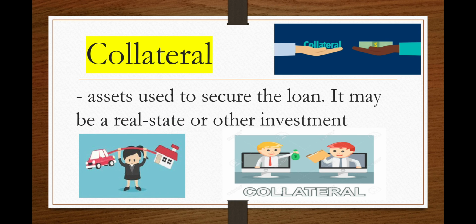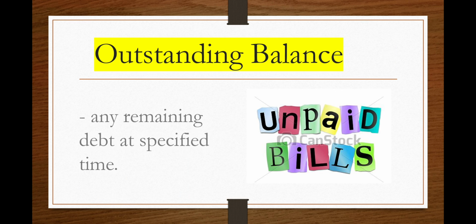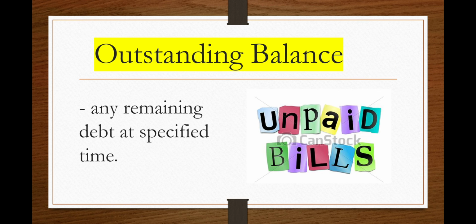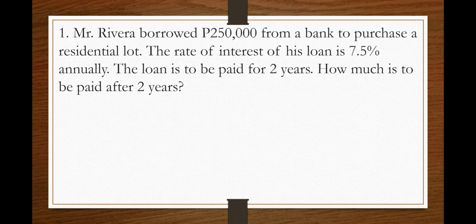And collateral is an asset used to secure the loan. It may be a real estate or other investment. This is usually in a big amount of loan. So to grant your loan, you need to give a collateral. So this can be a title of the house or your car so that your loan will be granted. And outstanding balance is the remaining debt at a specified time. That is the unpaid bills, that is the outstanding balance.